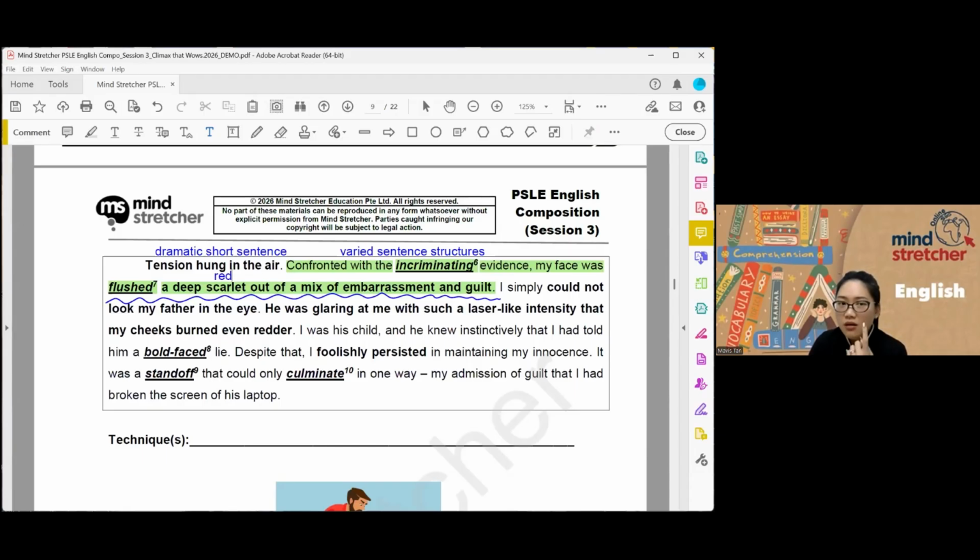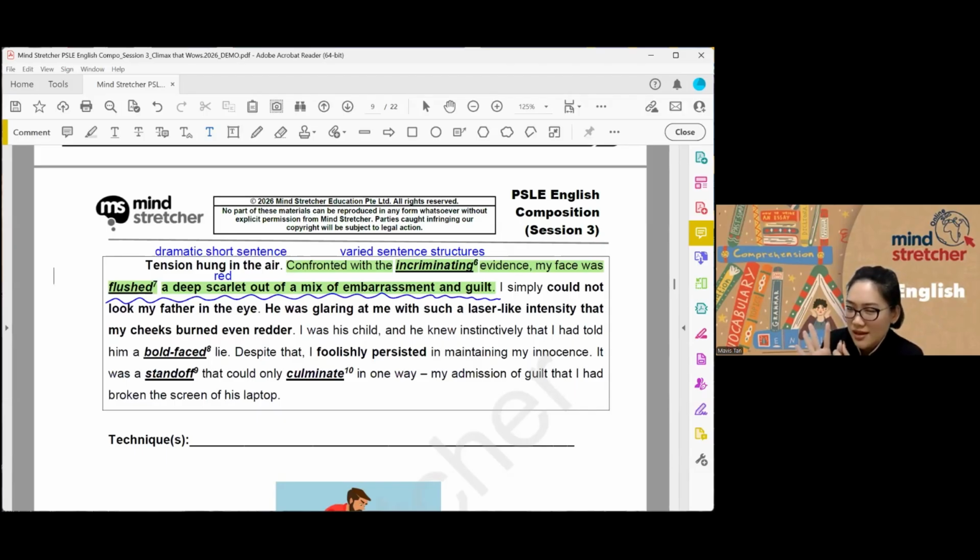Okay. Now, besides flushed, what other words can we use instead of as red as a tomato? Flush is a color, but when we are angry or embarrassed, and we think about our five senses, is it just sight? Is it just how red our face is? What is another phrase we can use to describe someone whose face is red or who is very embarrassed and guilty? Five senses. Flush, a deep scarlet, is sight because you see.